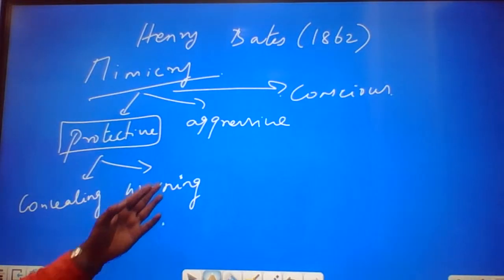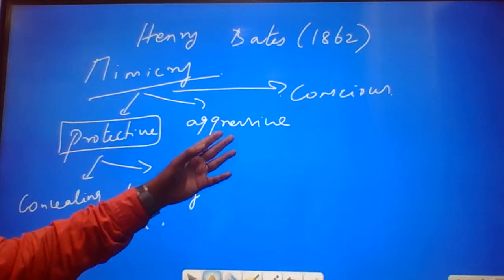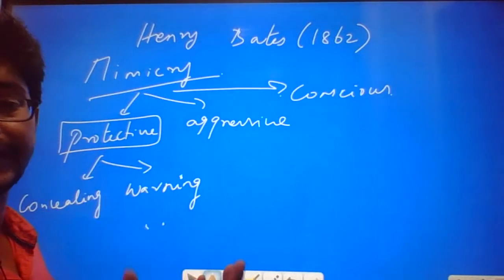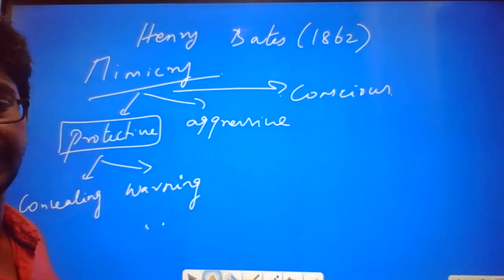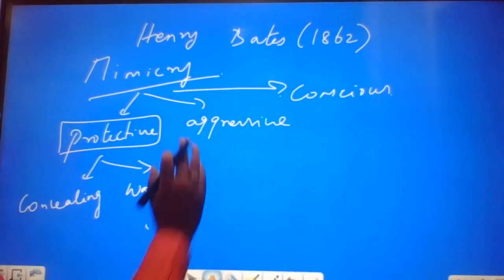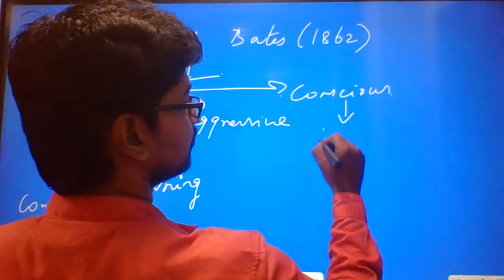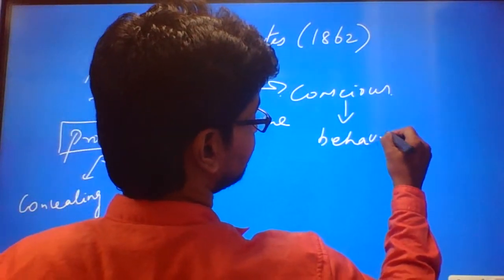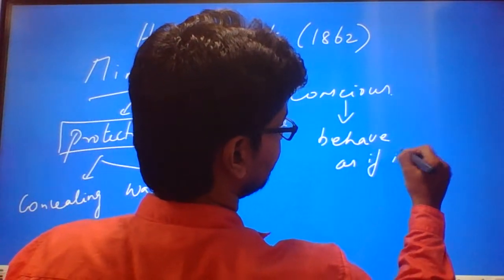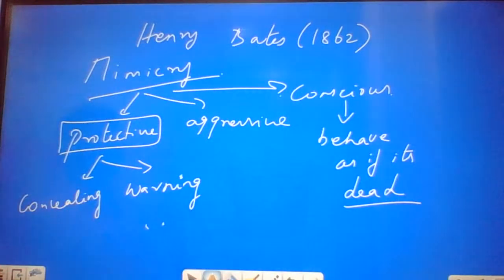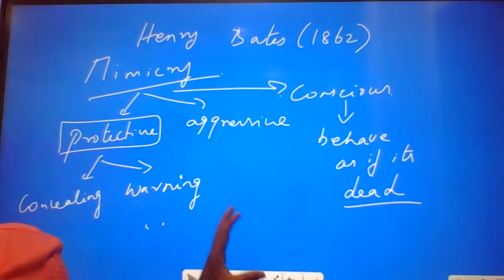Then aggressive mimicry, which resembles the color of flowers. Sometimes it changes its color and camouflages with the color of the flowers. This is a type of aggressive mimicry. Conscious mimicry: it behaves as if it is dead, even though it is alive. Okay, so this is just a piece of information that I gave you. I'm done with this part, guys.